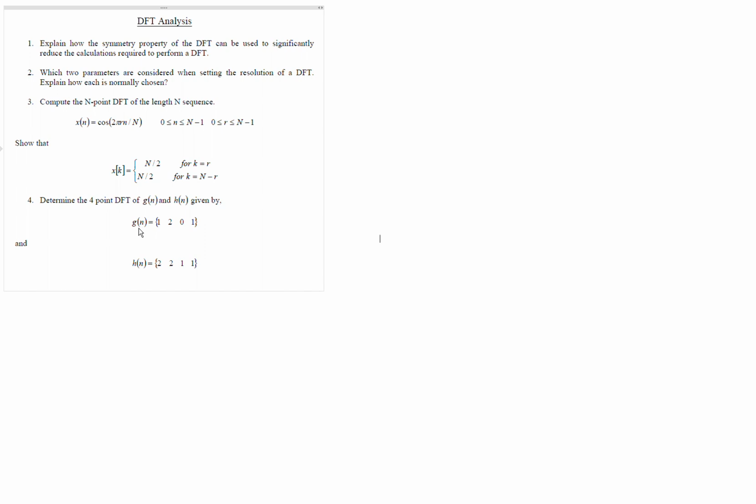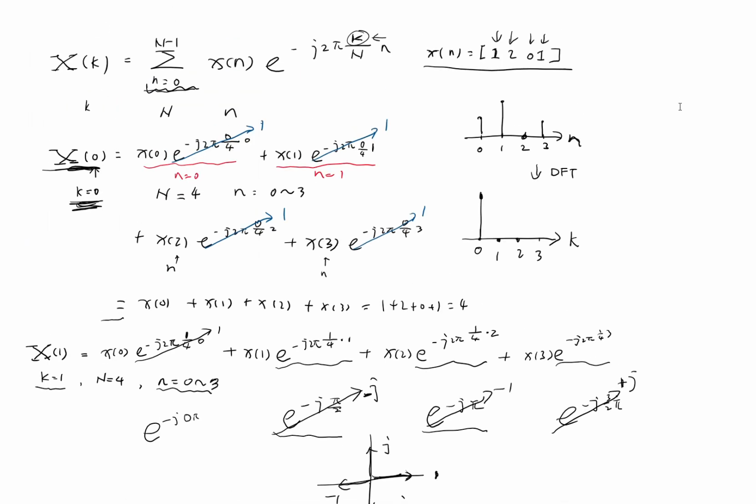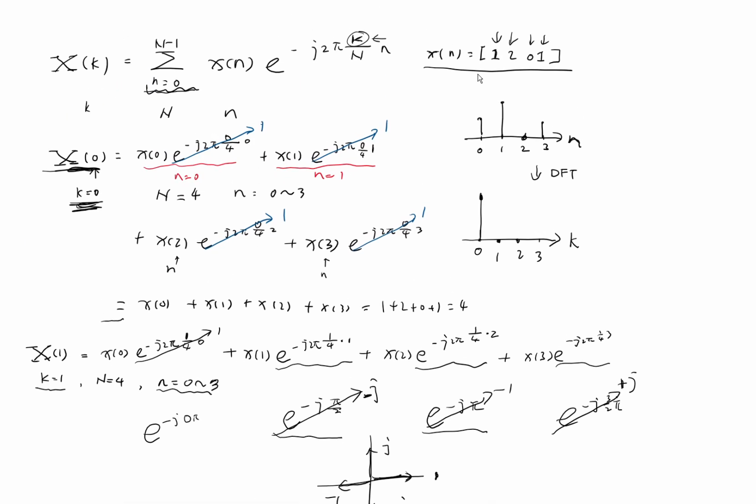Let's look at the GN first. So GN is 4 points in the time domain. And I should show you the process. So we have 4 points in the time domain. Okay, so we use lowercase x n here. So you can say that's x n.